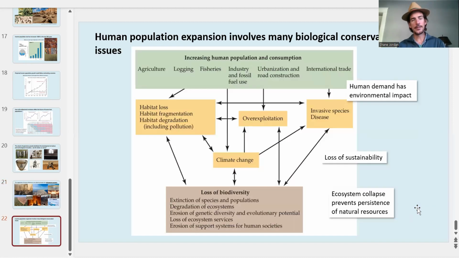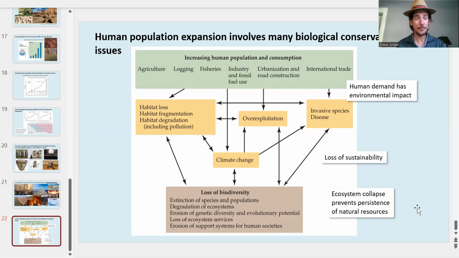And then lastly, we can talk about how human population expansion inherently involves a lot of biological conservation issues. And so if we start at the baseline of what human population expansion requires, it requires increasing human population and consumption of things, and mainly food. So this is agriculture, logging, which equals deforestation, fisheries, things like industry and increased fossil fuel use. We already saw some examples of this in the previous slide.